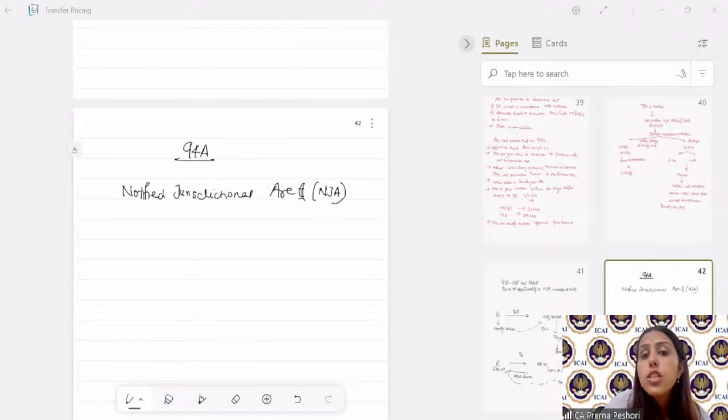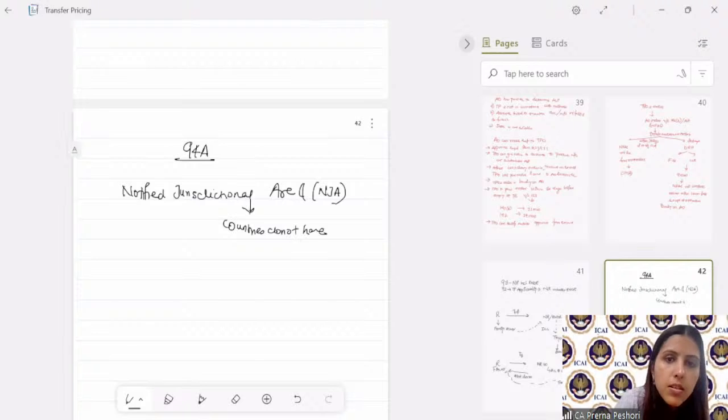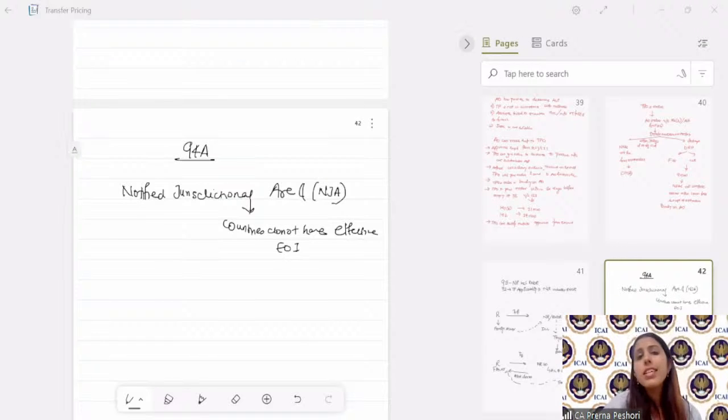What are these? These countries do not have effective exchange of information with India. So these countries generally are countries where there is a lot of secrecy. Here the secrecy norms are very high. So these countries generally do not share the information easily with the other country of their resident. So that leads to tax evasion, tax avoidance. These countries give impetus to tax evasion, tax avoidance. Therefore, India notifies these countries as notified jurisdictional area. At some point in time, Cyprus was a notified jurisdictional area. Now it has been removed, because earlier it did not have the effective exchange of information.